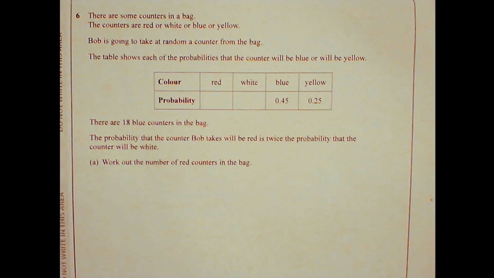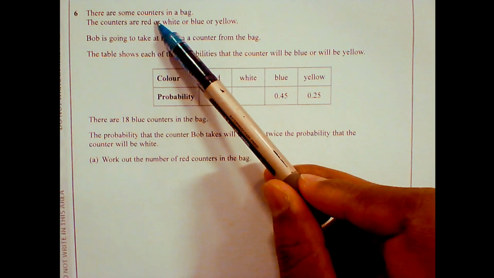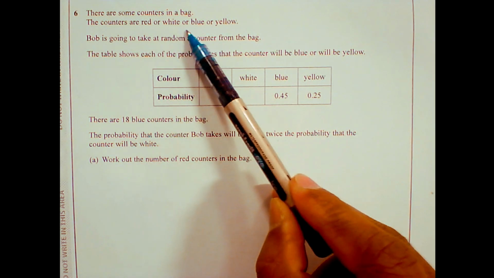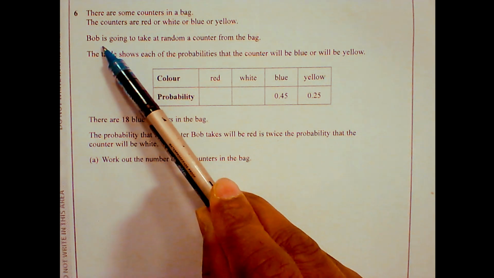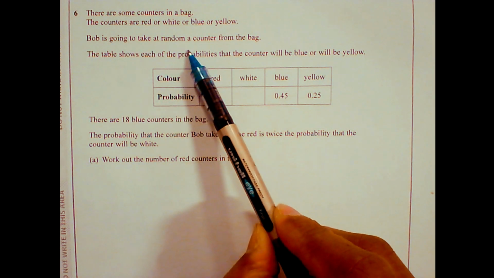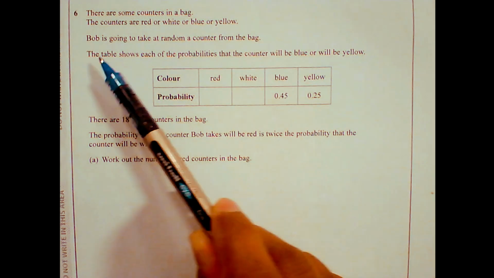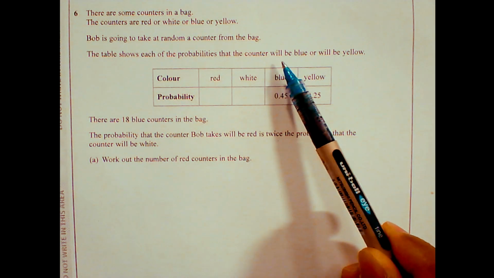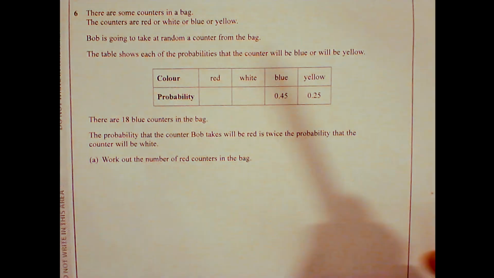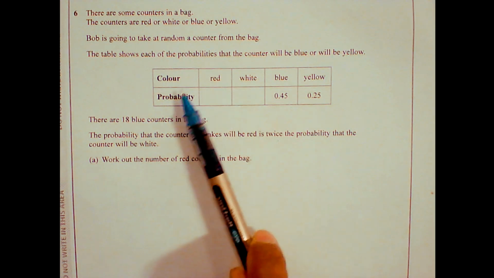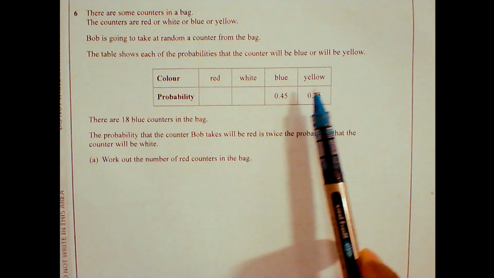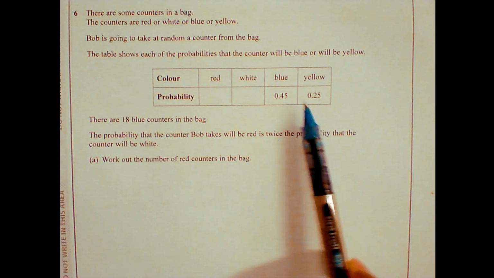Question 6. There are some counters in a bag. The counters are red or white or blue or yellow. Bob is going to take at random a counter from the bag. The table shows each of the probabilities that the counter will be blue or will be yellow. So we've got a table here. Color: red is blank, white is blank, blue is 0.45, yellow is 0.25.